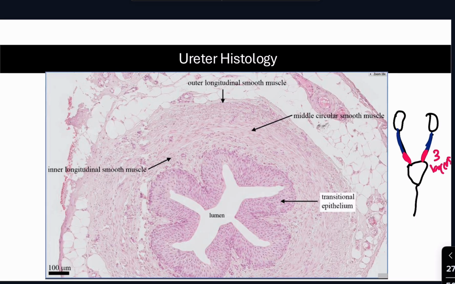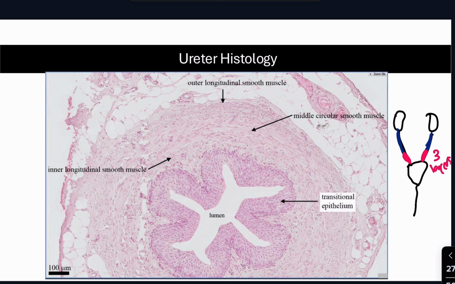So let's take a look over here at the ureter again from a different perspective. We have that star-shaped lumen and the lining transitional epithelium. These are very distinctive features of the ureter. So definitely take a moment to examine the epithelium a little bit. The smooth muscle in the muscularis layer is arranged in these distinct circular and longitudinal layers, right?